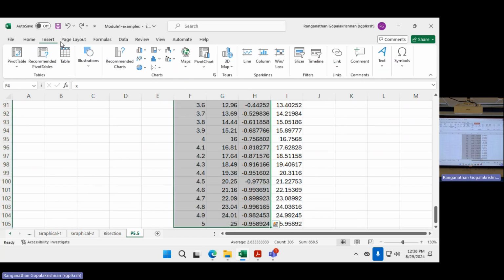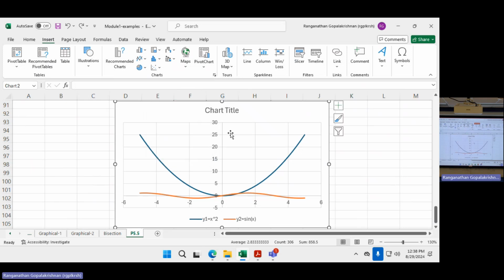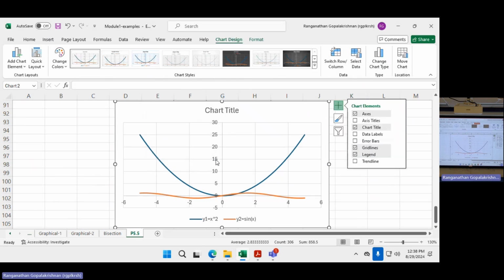Try a different type of graph. Okay, so here's my function. The parabola y equal to x squared and the function y equal to sin x. I plotted those two. Where can the roots be? Just by inspection. It clearly is somewhere between -2 to +2, right? It's not to the left of -2 or to the right of 2. Can you say that by inspection?